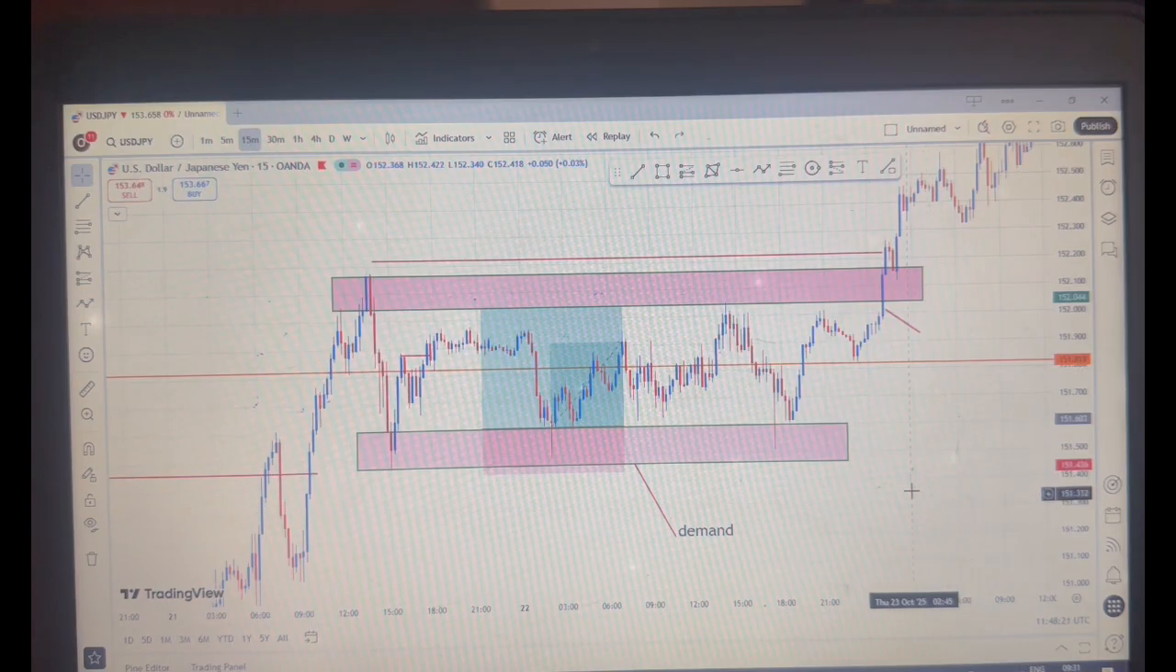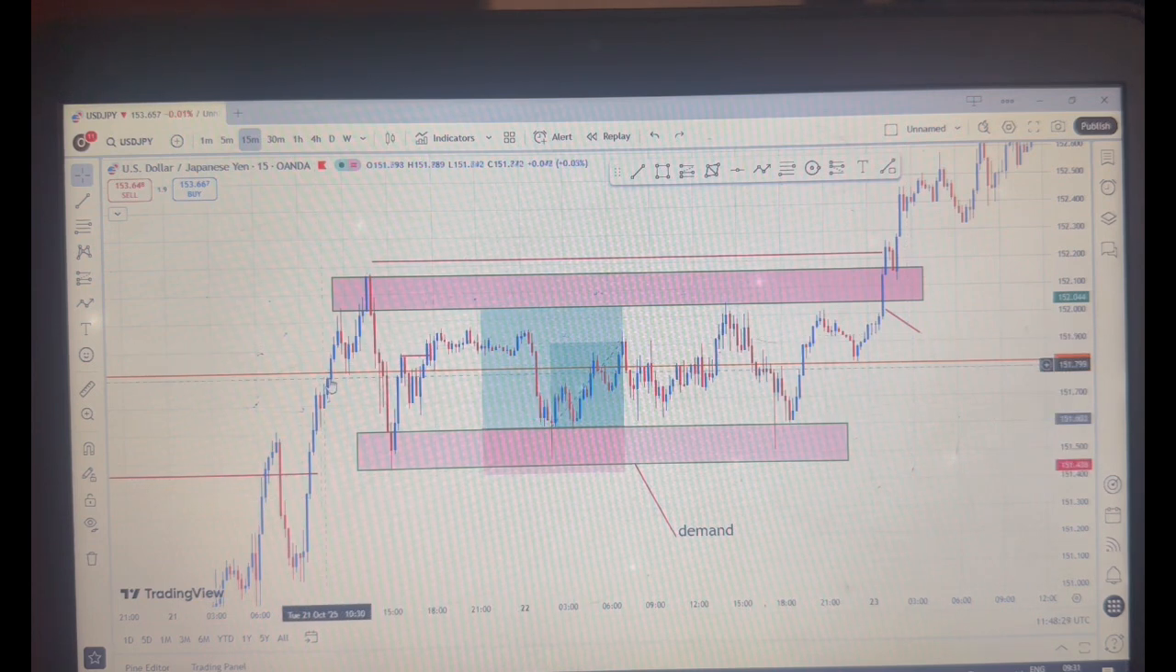So that's for that on demand and supply. It's not that hard to mark out if you stick to what I said. Learn to mark and check the features to make a demand zone valid. Break of structure, and you must see a fair value gap. Those are the two I will tell you to always watch out for.